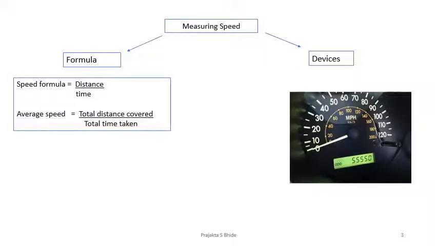Have a look at this. You will find it on the dashboard of your car, your scooters, your vehicles. It is divided into two segments. I want you to look at the picture very, very closely. I see a scale from 0 to 10, 20, 30, 40, right till 120 mph, miles per hour.